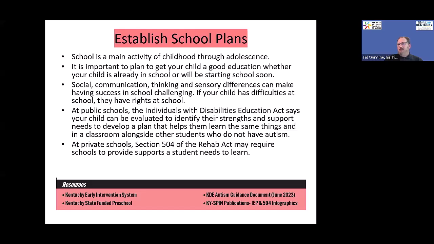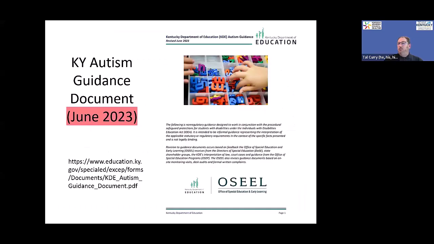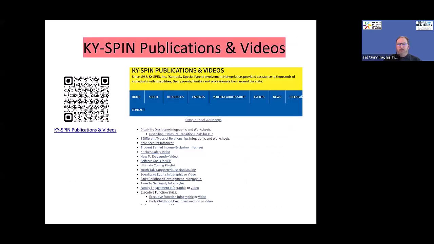Each one of these links, the first one goes to First Steps, or the Kentucky Early Intervention System, a listing of Kentucky state-funded preschool coordinators. And then the third one is this Kentucky Autism Guidance document that was updated from the original one that I want to say was 80 to 90 pages, created for educators by KDE. This copy, I think, has 41 pages and should be a much nicer resource.